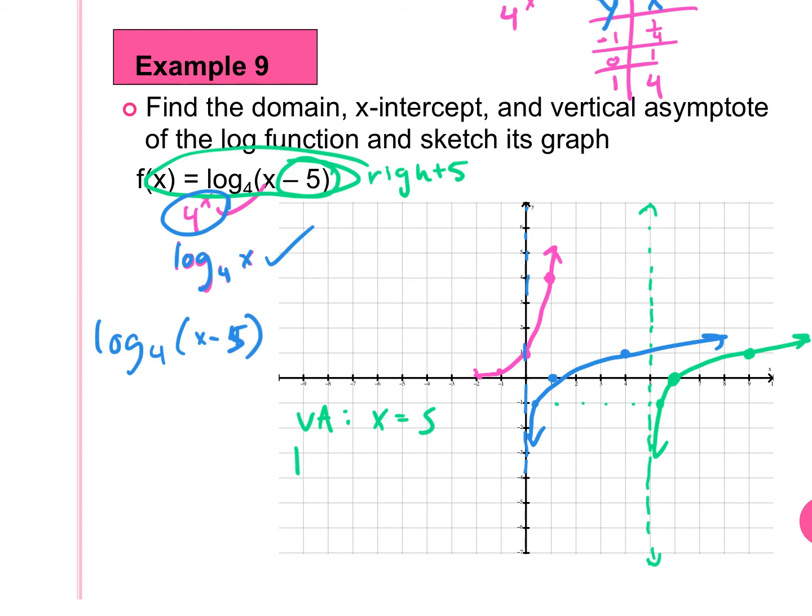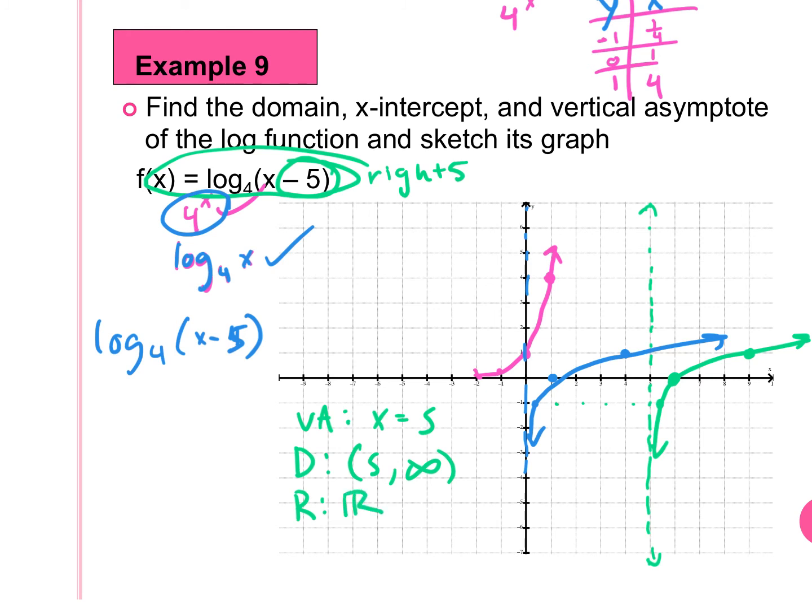What is my domain of the green graph? 5, infinity. Awesome. So your domain starts, the basic graph would be 0 to infinity, but since we shifted it 5, our domain also shifts 5 to the right, so 5 to infinity. What's our range?